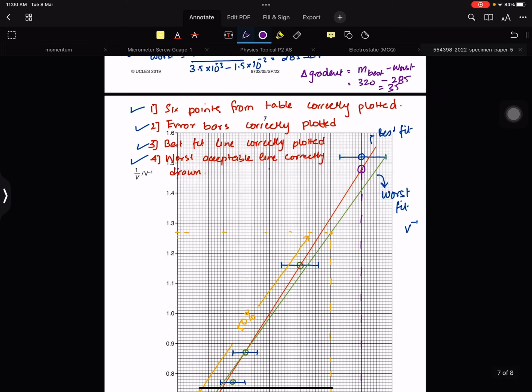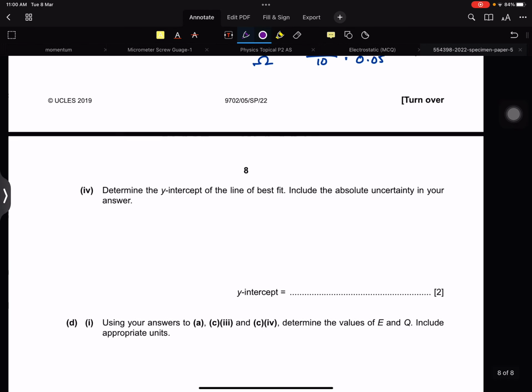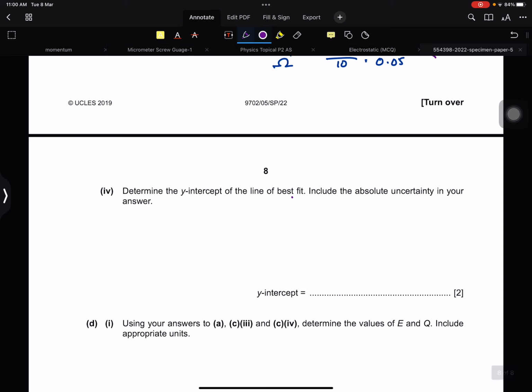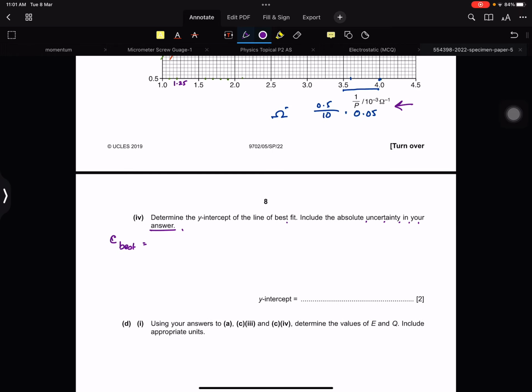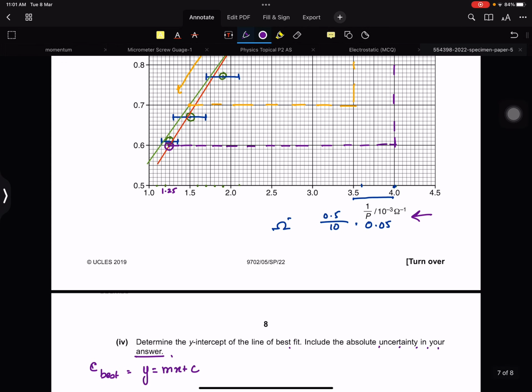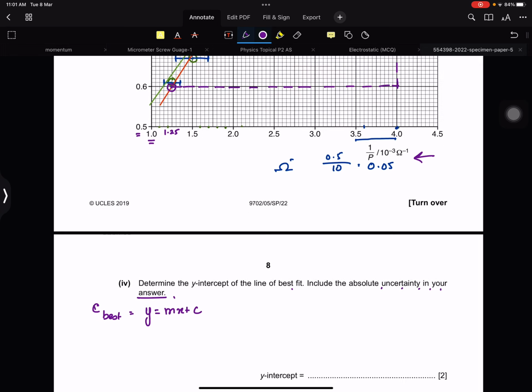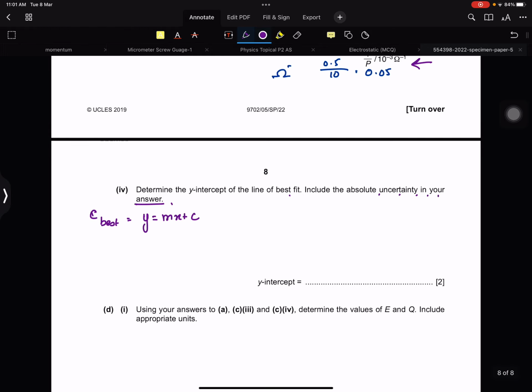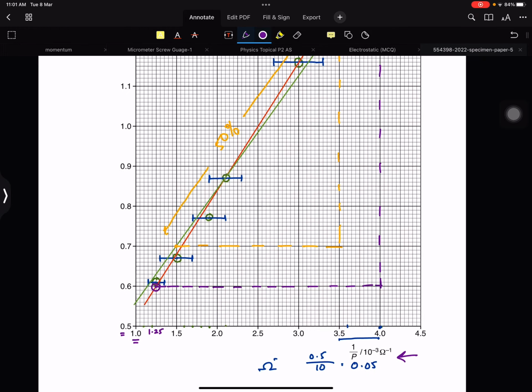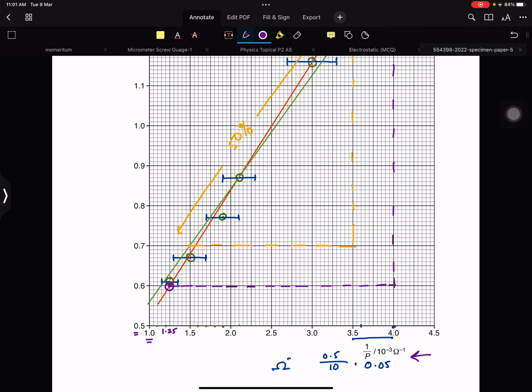then comes the next part where it says determine the y-intercept of the line of best fit, include absolute uncertainty in your answer. So basically this is the same way you're going to do. First of all, we are going to find the y-intercept of best fit, and to do that you can use y is equal to mx plus c. The reason behind this is that the graph doesn't start from 0, so we can't really directly take it. So we'll have to use this. So we are just going to take one point. You can take any point you want on the best fit line.